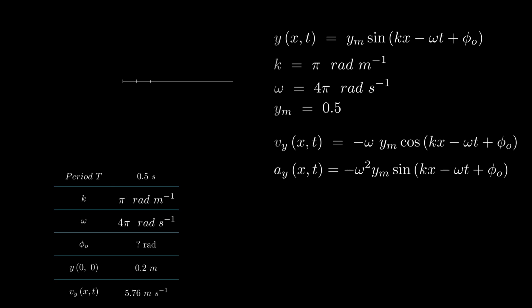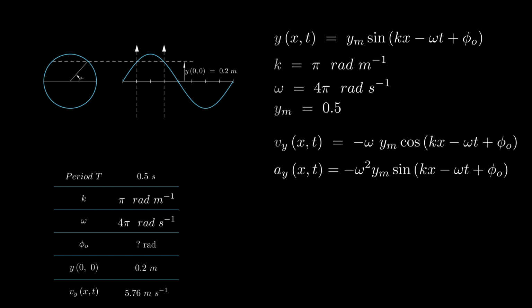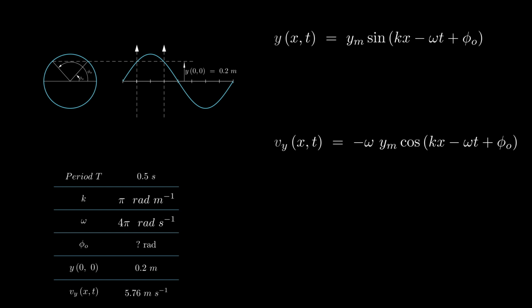For a given displacement of the wave, we can identify two positions corresponding to the rising and falling edges of the wave, as depicted on the screen. However, the phase constant, denoted as phi naught, corresponds to just one position. To determine the phase constant, let's utilize both the displacement and transverse velocity functions.